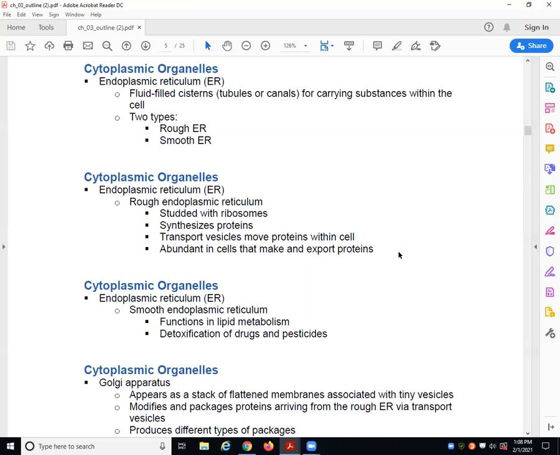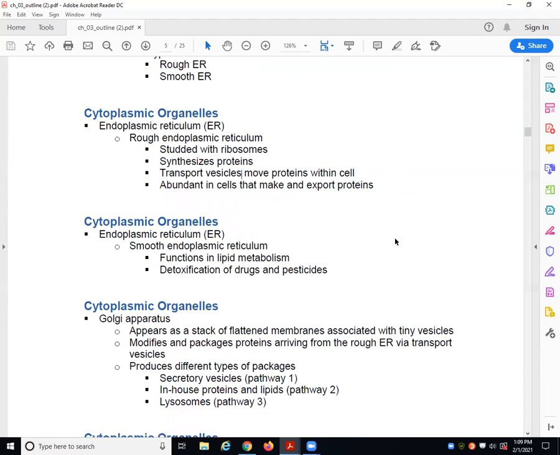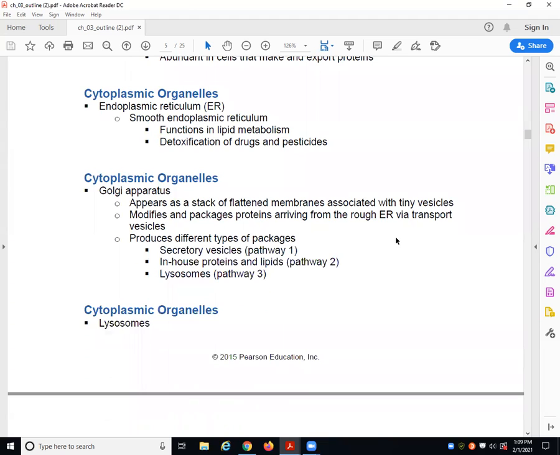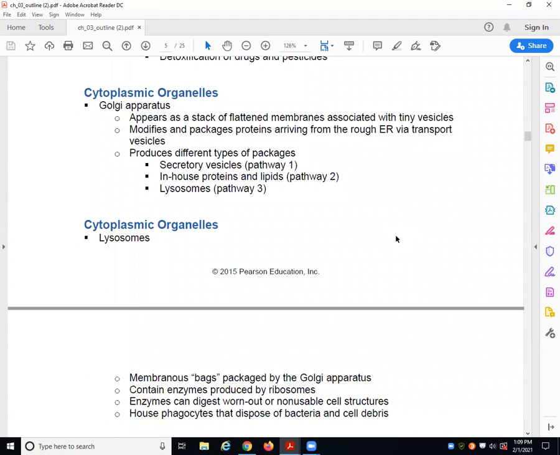The smooth endoplasmic reticulum, its function is to metabolize lipids. So it's chemical reactions involving lipids. Okay, that's what the smooth endoplasmic reticulum does. Why? Because it doesn't have ribosomes. It also detoxifies drugs and pesticides, makes them less damaging for your body. All right.